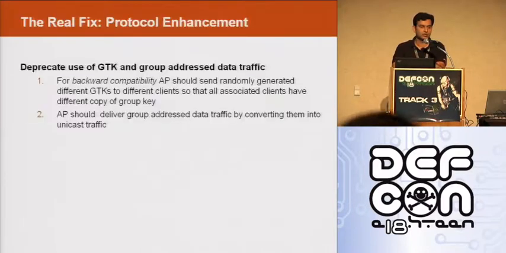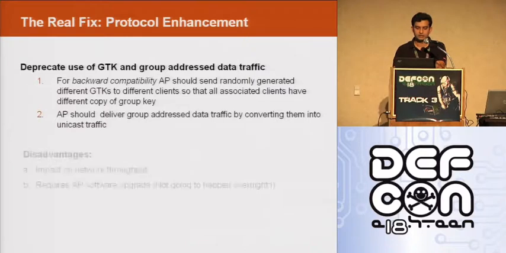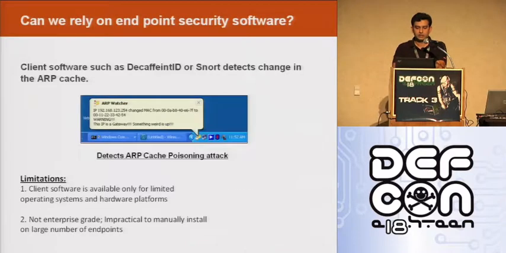all the countermeasure techniques. The real fix is to fix this problem in the protocol, and for that one can think of deprecating the use of GTK and group address data frames. The other solution is using endpoint security software like SNORT or ARP Watch, which detects a change in the ARP entry, but there is a limitation of this software. It is not available for all kinds of Wi-Fi devices.